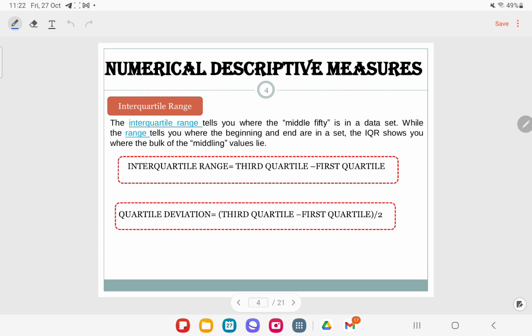Meanwhile, the interquartile range tells you the middle 50 percent of the data set, while the range tells you where the beginning and the end are in the data set. So the IQR shows you where the middle values lie. The interquartile range is obtained by subtracting the first quartile from the third quartile. For the quartile deviation, it is the third quartile minus the first quartile, divided by 2.